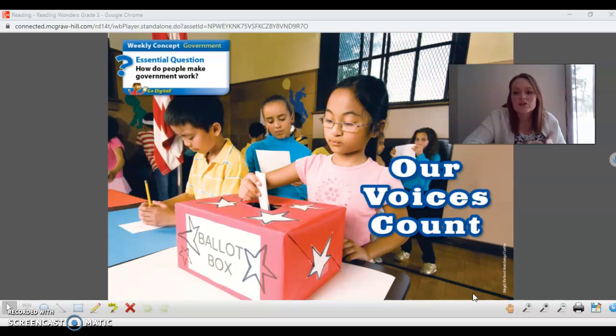So our essential question, what I want you to be thinking about today, is how do people make government work? Our voices count. So we have this picture of this young girl. She is voting for something and says the ballot box. So they could be voting for a class president, they could be voting for a school choice, something like that. So I want you to keep this in mind. During our live session, we'll talk a little bit more about government, but this is just where we are going with our lesson today.